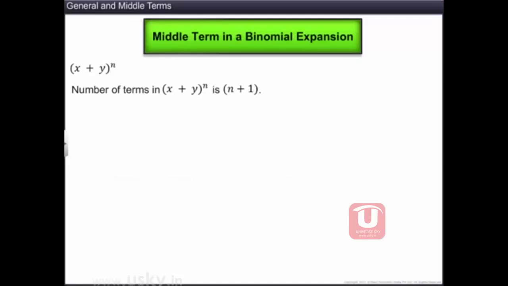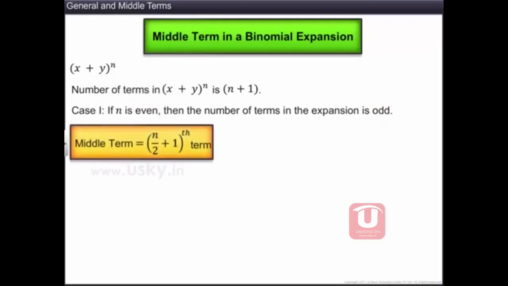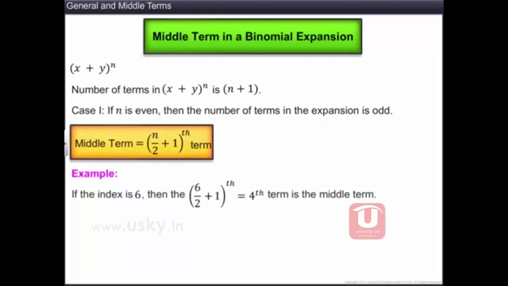When the index of a binomial is n, there will be n + 1 terms in the expansion. If n is even, then n + 1 is odd. That is, the number of terms in the expansion is odd. In this case, there will be only one middle term, which is the (n/2 + 1)th term. For example, if the index is 6, then the number of terms in the expansion is 7, and the middle term is the 4th term.